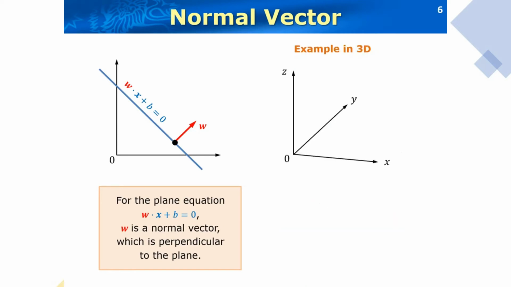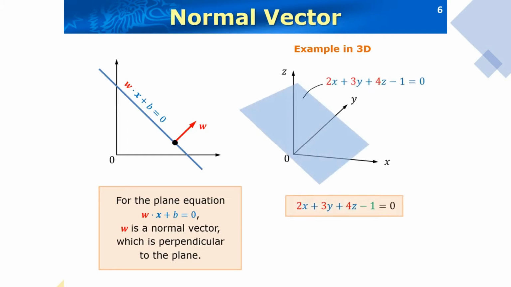Another example is in the 3-dimensional case, where the given equation 2x plus 3y plus 4z minus 1 is equal to 0 is a plane. We put x, y and z's coefficients together to make w is equal to (2, 3, 4).